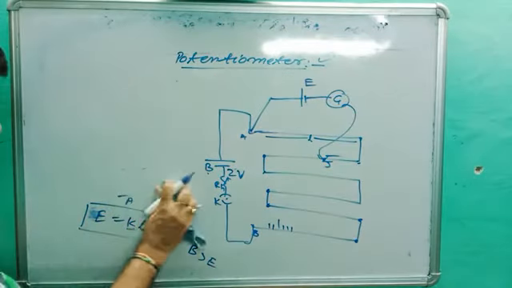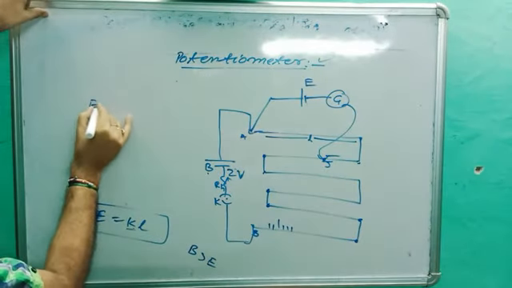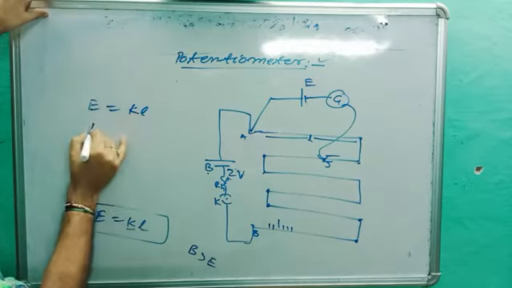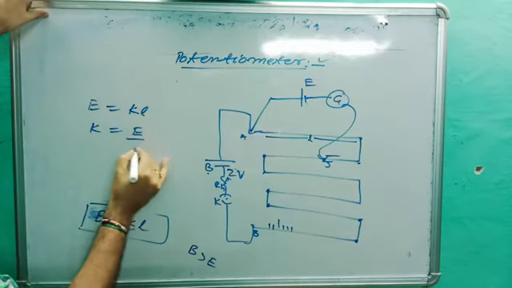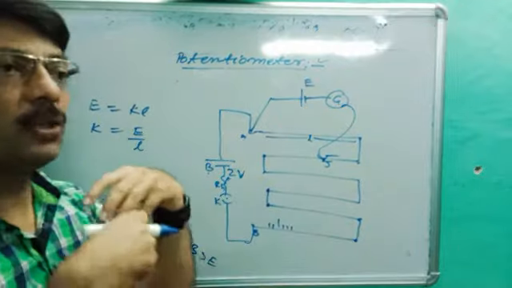Okay. Many times the question asks why a long wire is used. No doubt, if the formula is E equal to KL, so K equals E upon L. Note down the point. Why do we use a long wire?